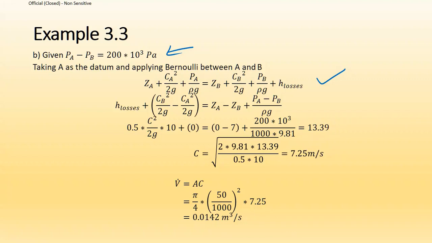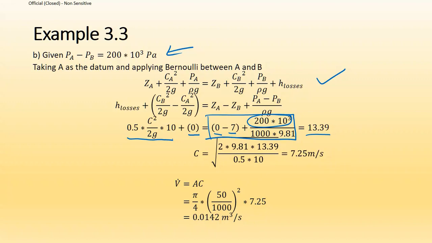Today H losses will be given by 0.5 c squared over 2g times 10. There will be no change in your velocity. Same thing, ZA is 0, ZB is 7, and your PA minus PB is given to be 200. Today if you calculate the right hand side here, you press the calculator, it will give me 13.39.